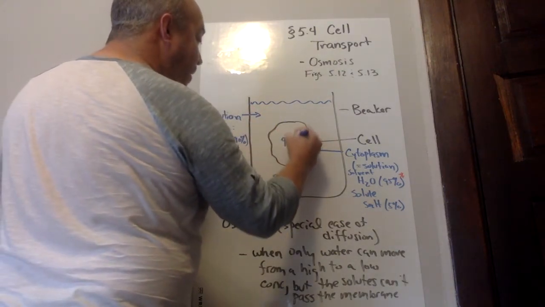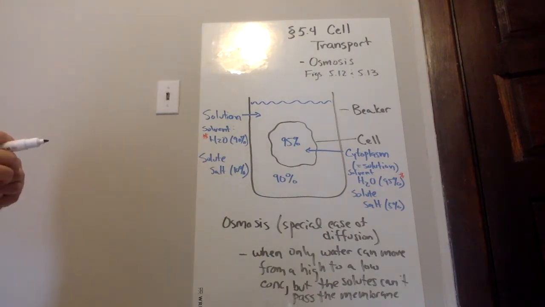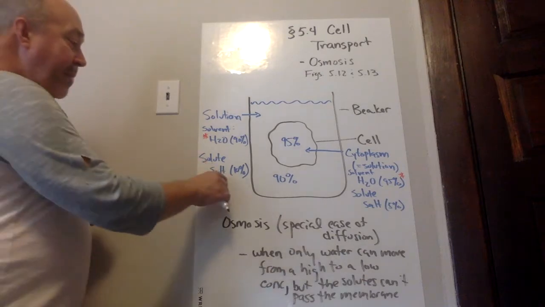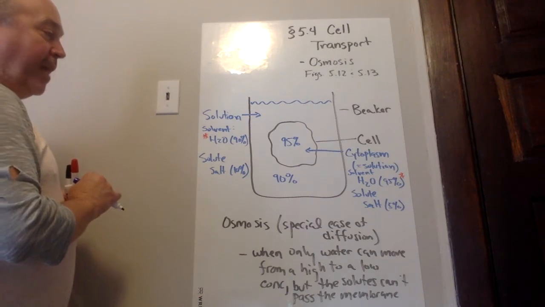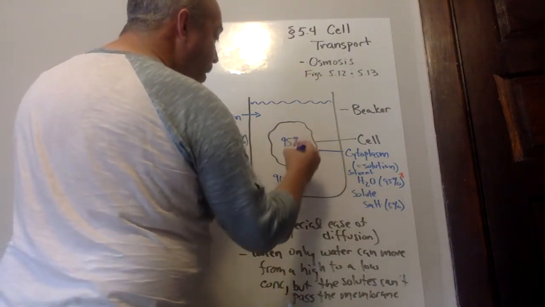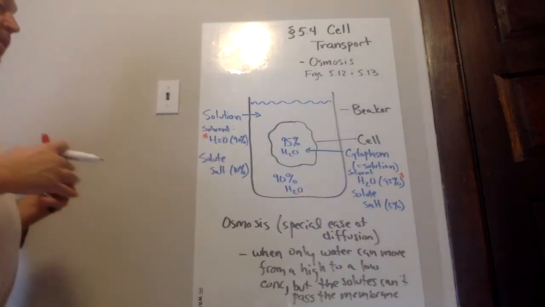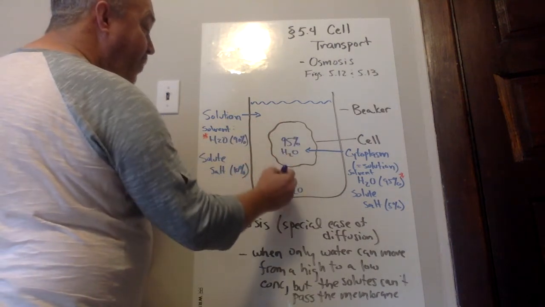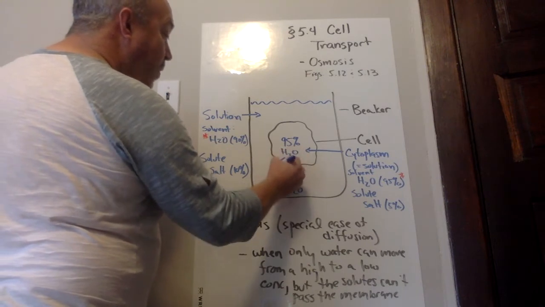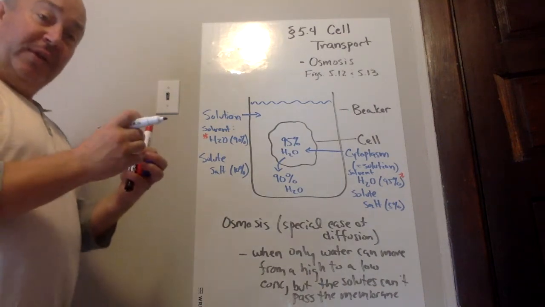Inside the cell in this particular case, the solvent concentration is 95%. There's 95% water. So even though 10% is greater than 5%, solutes can't go across the membrane. They are blocked. So we can only look at the water concentration to figure out where things are going to go. And the water is still going to move from high to low concentration. So because 95 is greater than 90, water would move out of the cell and into the solution. And this would actually cause the cell to shrink a bit because it's losing some of that water.